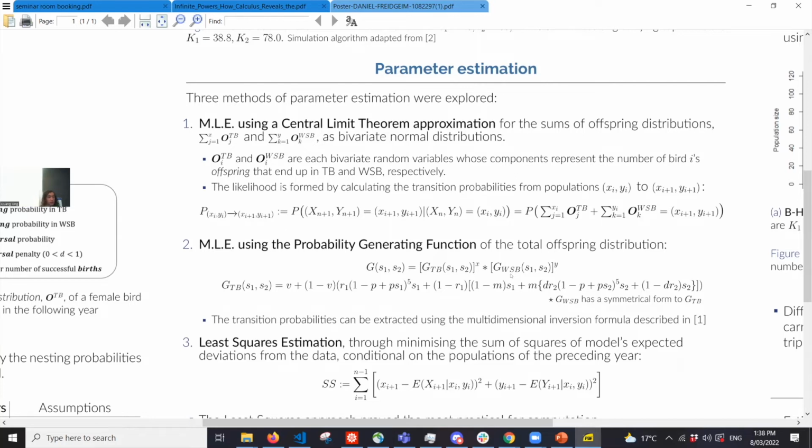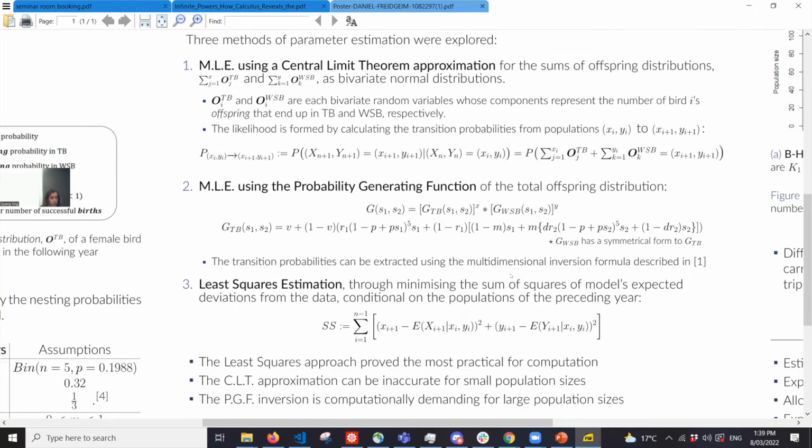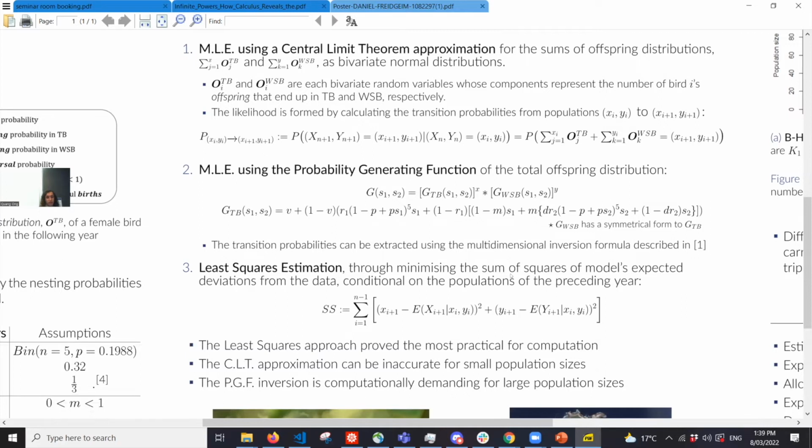And what this is, it's a way of minimizing the difference between, so let's say populations X and Y this year, minimizing the difference between what was expected from the model, the expected population size from the model in the following year, and the actual ones observed in the data. The maximum likelihood estimations were computationally quite challenging, and so there's definitely room for improvement for that. But luckily, the least squares estimation produced some viable results.